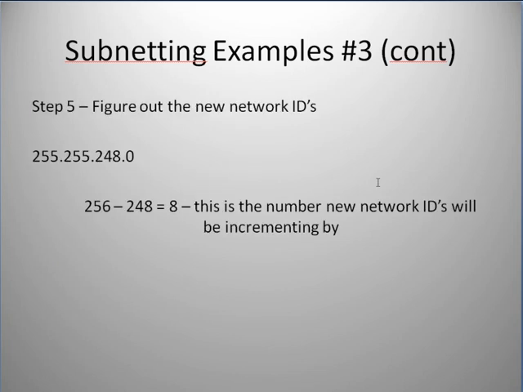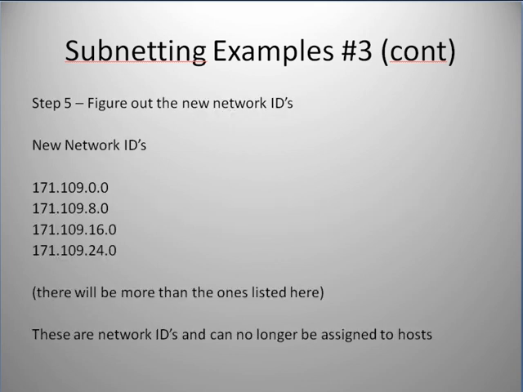Now, in this case, figuring out the network IDs is very similar, with a slight difference. Again, we're going to take 256 and subtract the oddball number in my subnet mask, which we figured out was 248, which gives me the number 8. So this is again what my network IDs are incrementing by. But this 248 came from the third octet, so it's the third octet that's incrementing by 8. My first network ID is 171.109.0.0. The next one, 171.109.8.0, 16.0, 24.0, 32, 40, 48, so on and so forth. So it's not the fourth octet we're dealing with here, it's now the third octet.